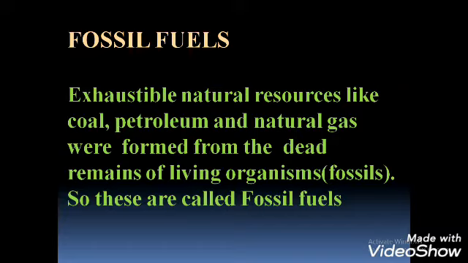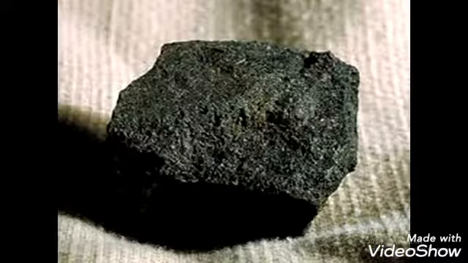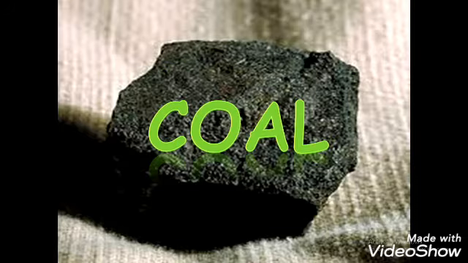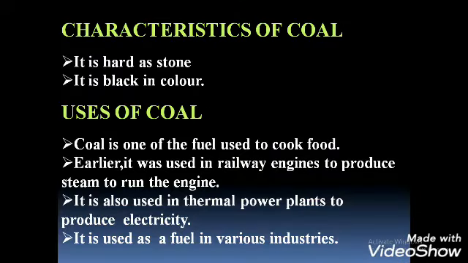I already said that in this chapter we will learn about some exhaustible natural resources: coal, petroleum and natural gas. So first of all we are moving to the first exhaustible natural resource. What is this picture? Yes, this is coal. You may have seen coal or heard about it. What are the characteristics of coal? It is hard like stone. It is black in color. Then we can move to the uses of coal.